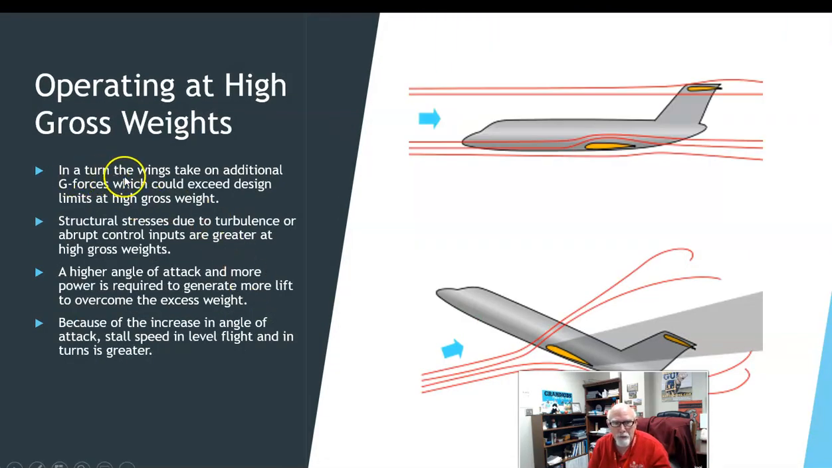Okay, in a turn, the wings take on additional G forces, so if you exceed your design weight, then the structural stresses could damage the airplane. In a higher angle of attack, more power is required, and if you're overweight, you're not going to be able to overcome that excess weight. Because of the increase in angle of attack, stall speed will be increased. Okay, and when you turn, you'll stall the aircraft at a greater speed.